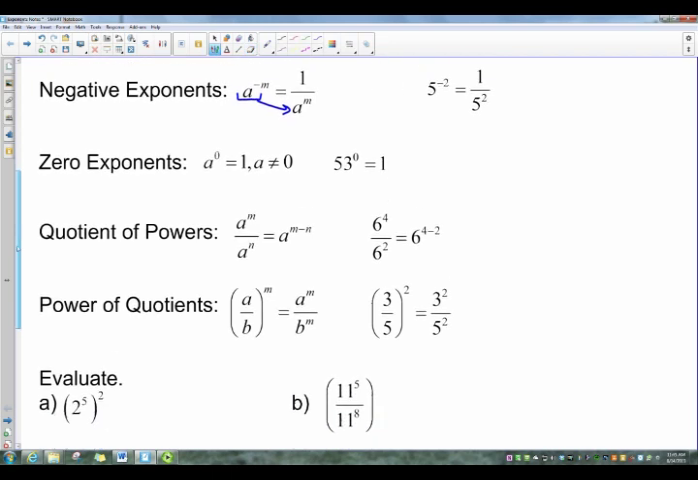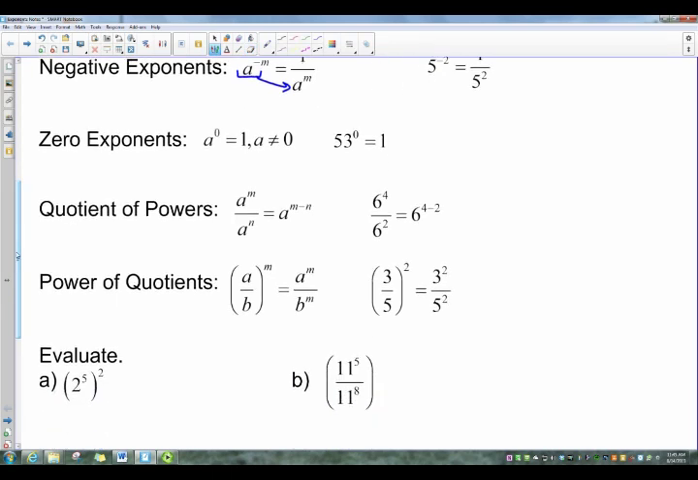Now for the 0 exponents, I have a to the 0 equals 1. Basically, with exponents, anything to the 0 power will always be 1, okay, as long as your a is not 0 itself. So here, I have 53 to the 0 power. Well, no matter what it is, it's going to be 1, so there's your solution.